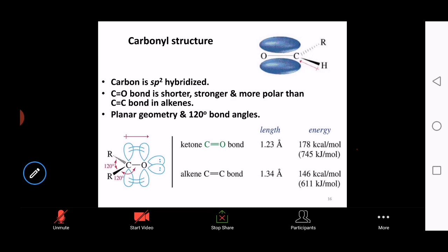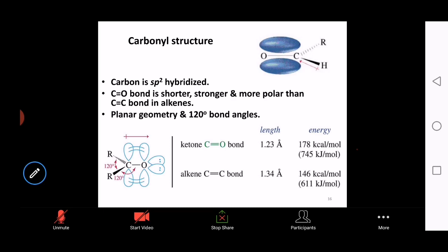The C double bond O bond is shorter, stronger and more polar than the C double bond C bond in alkenes. So we are comparing length, strength and polarity for C double bond O and C double bond C. The C double bond O is shorter, stronger and more polar. It has planar geometry and a 120 degree bond angle. You can see the example diagram below. The angle between the bonds, between R and O, is 120 degrees.